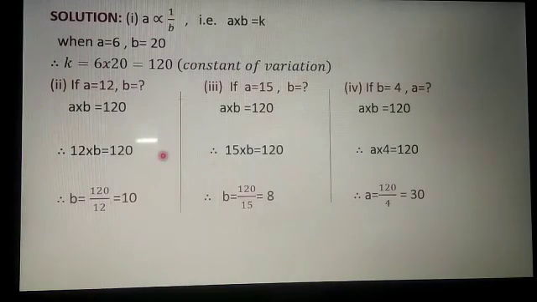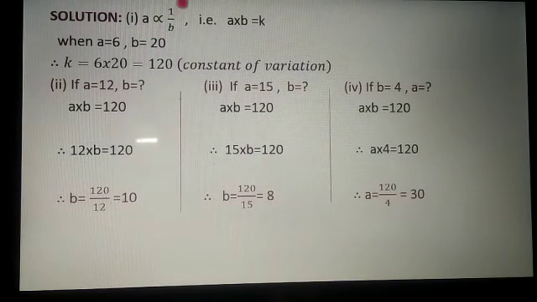Now the solution. First, a is inversely proportional to 1 upon b, that is, a varies inversely as b. So we will take a into b is equal to k as the equation. In the first example a is equal to 6 and b is equal to 20, so we will put those values in this equation.